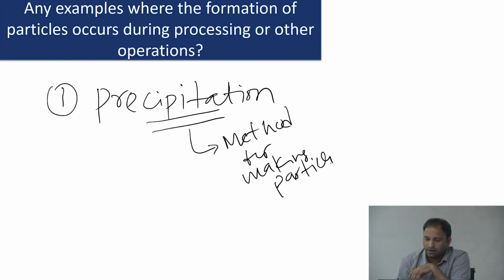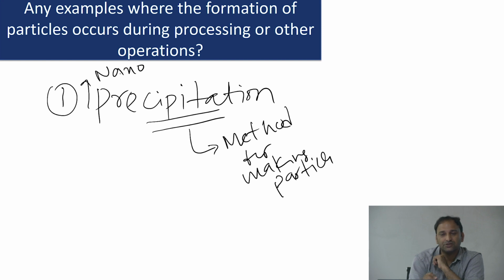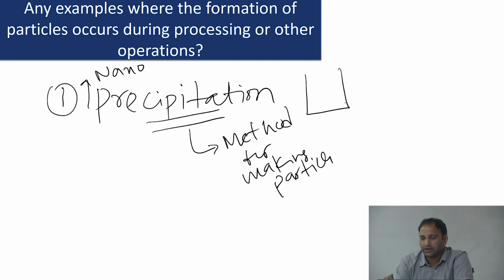Okay, there's a class of technique called nano precipitation. What is done is this: you take a container, and your container has water.